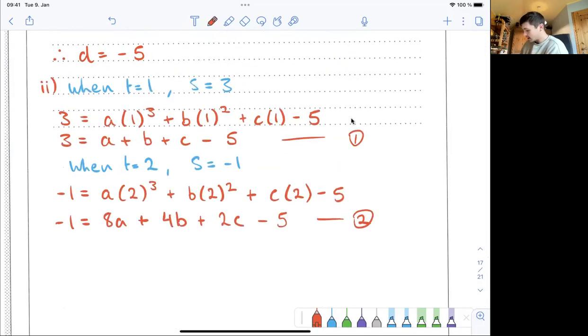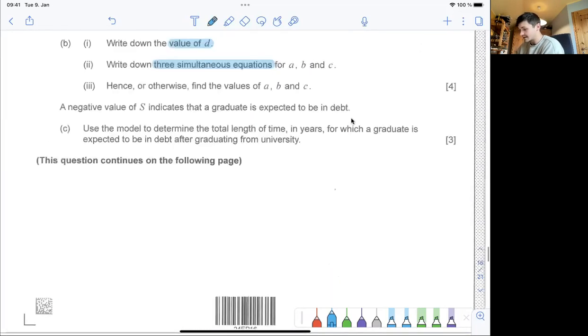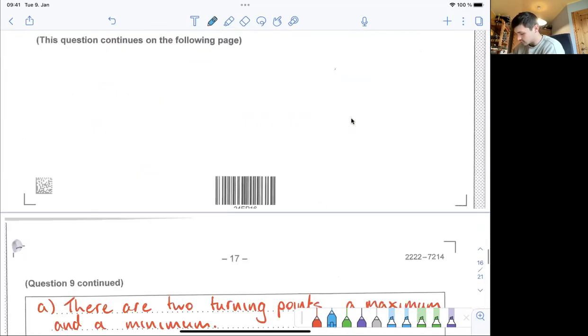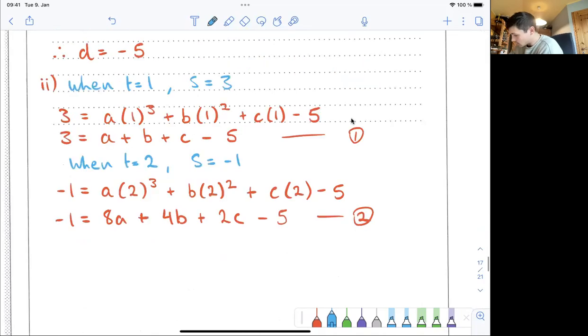So that's right. And then now let's find our third one. Okay, so this is going to be when t is equal to 3 and s is equal to -5. All right, so let's bring that down. And I'm just going to be somewhat lazy and use this. Is that going to work for me? Yeah, there we go. When t is equal to 3, s is equal to -5.